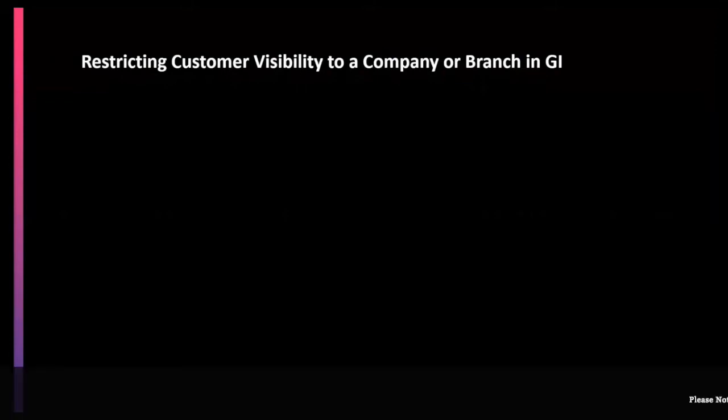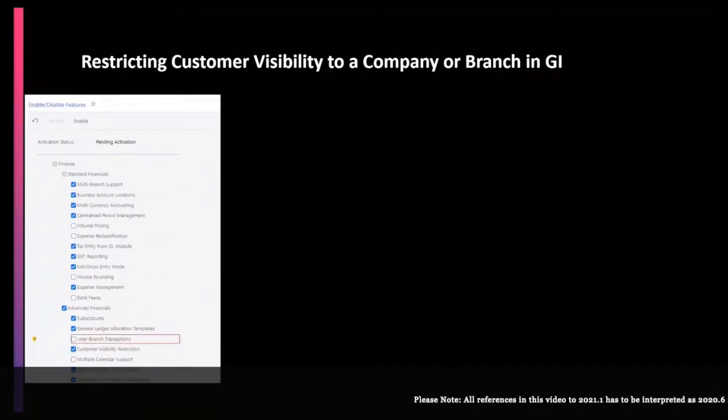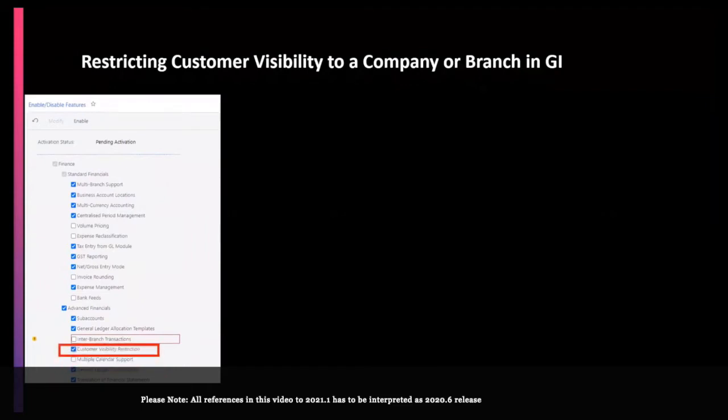The next thing we are going to look at is restricting customer visibility to a company or branch using generic inquiries. For this, the first thing to make sure, if we are wanting to use this option, is that from the enable disable feature, we have enabled customer visibility restriction.